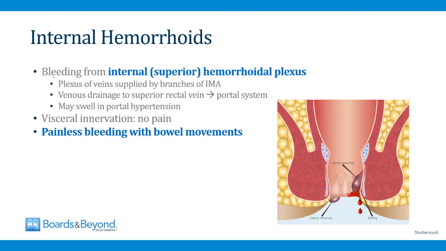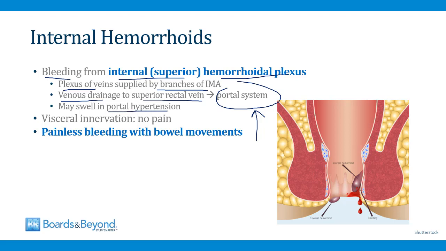When internal hemorrhoids bleed, the bleeding comes from the internal or superior hemorrhoidal plexus. This is a plexus of veins that is supplied by blood from branches of the inferior mesenteric artery. The venous drainage from this plexus goes to the superior rectal vein and then into the portal system. And so because the plexus of veins associated with internal hemorrhoids drains into the portal system, internal hemorrhoids are much more common in patients with portal hypertension. Those patients have high pressure in the portal venous system, and that can lead to high pressure in this plexus of veins that causes internal hemorrhoids.